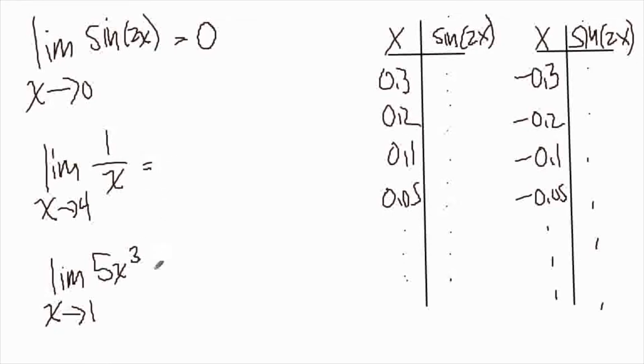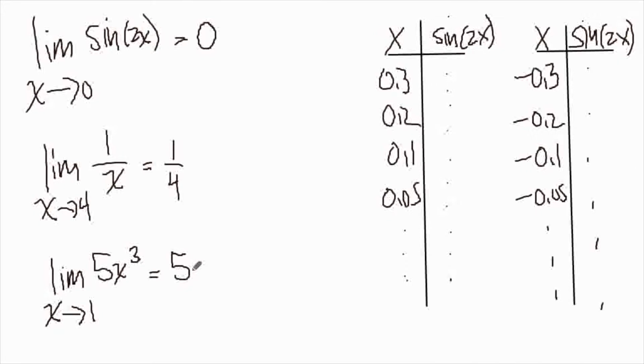All right, find both of these limits with some tables. If you work them out, you would see that for the second limit, as x gets closer to 4, the function 1 over x is getting closer to 1/4. And then the last one, as x gets closer and closer to 1, the function is getting closer and closer to 5.